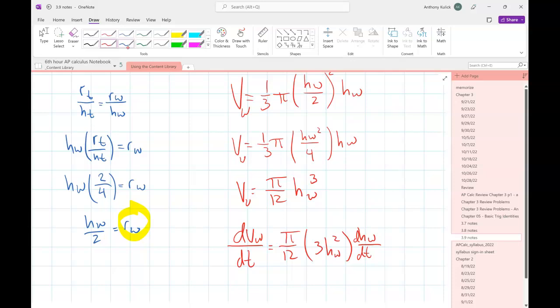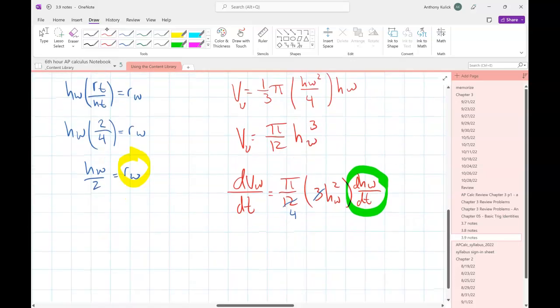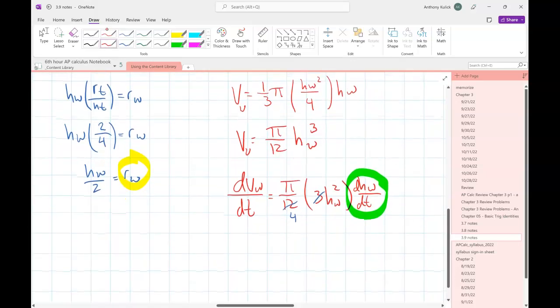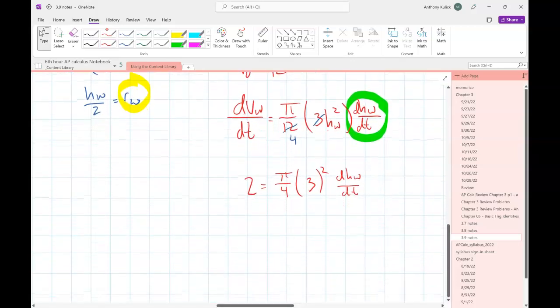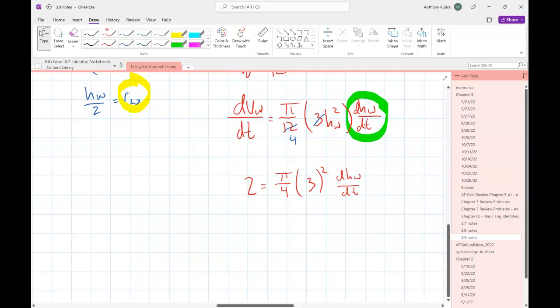So I'll do my derivative. And remember, what we're solving for is this derivative when HW is equal to 3. Just reduce that real quick since that's staring at me in the face, might as well. All right, let's start plugging in then. dV dt was 2. HW is 3. So if I multiply both sides by the reciprocal, by 4 over 9 pi, I get 8 over 9 pi.